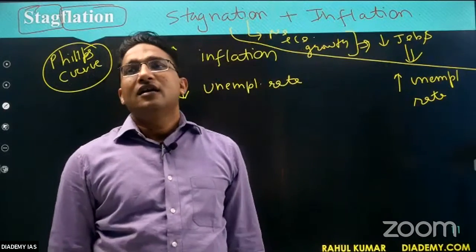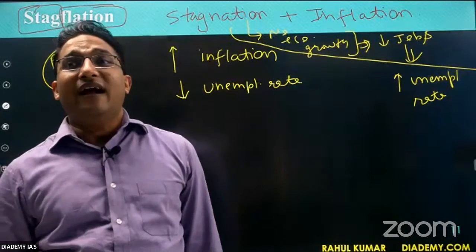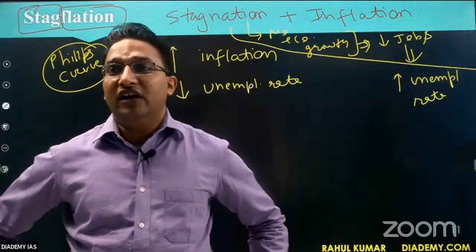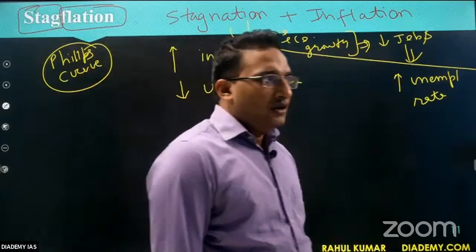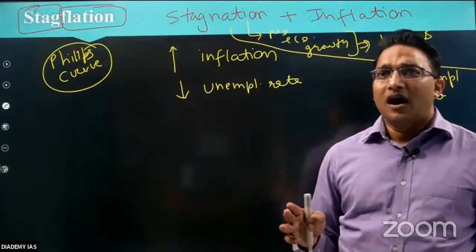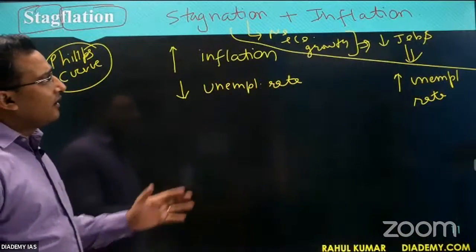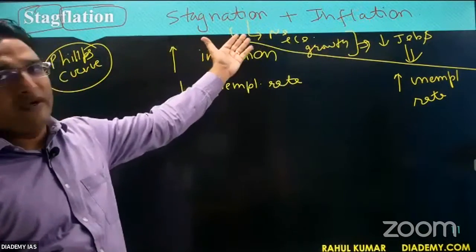So this is a contradiction to the Phillips curve. Phillips curve के contradiction में है ये. It is actually contradictory to the Phillips curve. It nullifies the Phillips curve. Okay. So now you can ask a question. So why will this happen? How is it possible that the prices are rising but the economic growth is not happening?